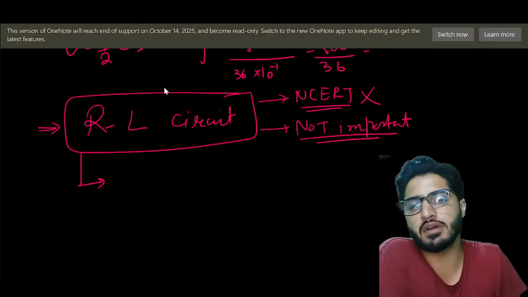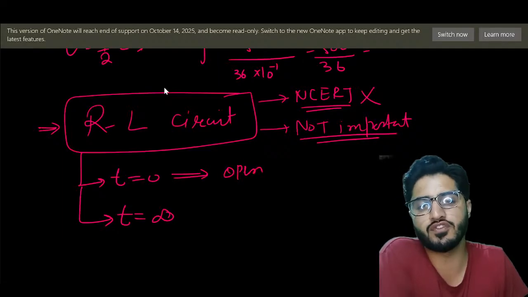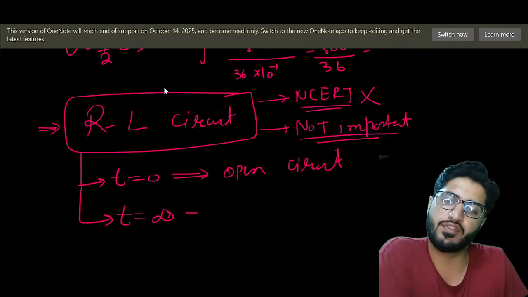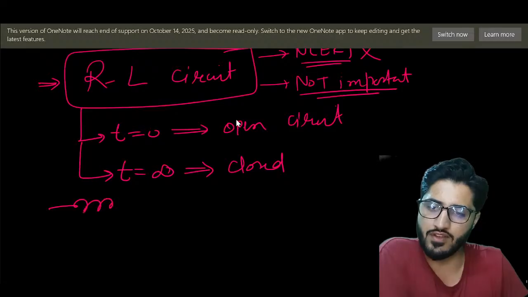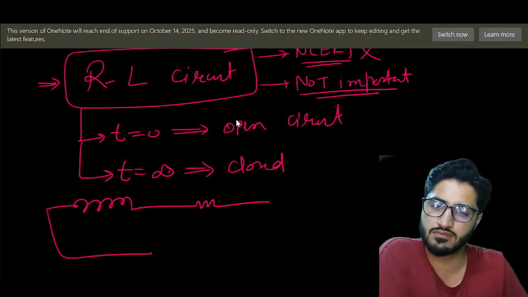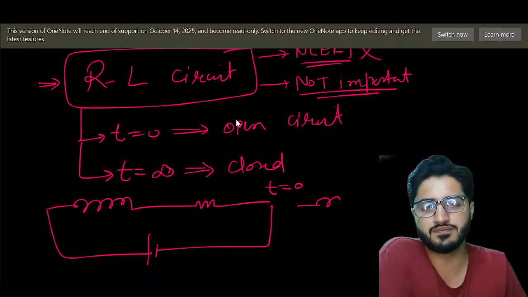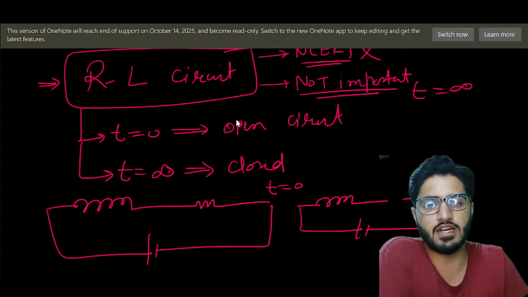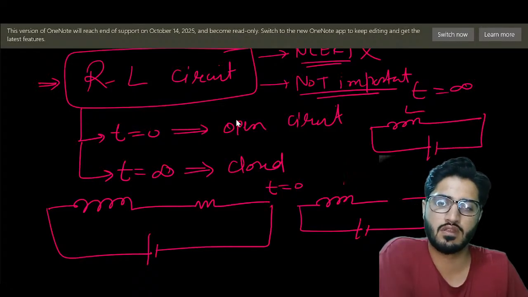One thing that you need to remember: if t equals 0, you will find two cases, t equals 0 and t equals infinite. When t equals 0, treat it as an open circuit. And at infinite, it is a closed one. Let us suppose we are having a circuit. If t equals 0, make it open like this. If t equals infinite, make it closed like this.